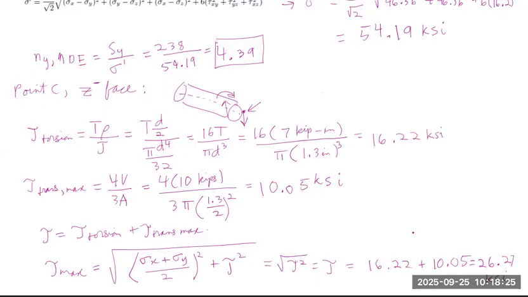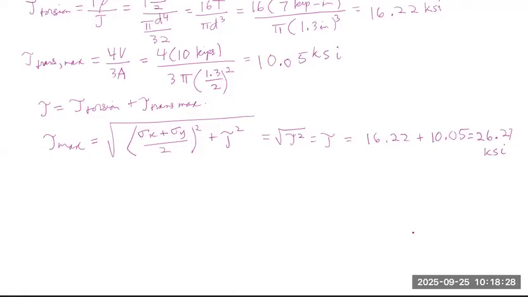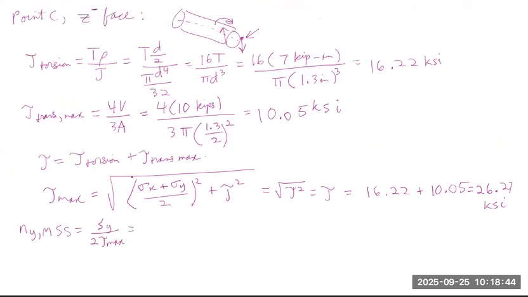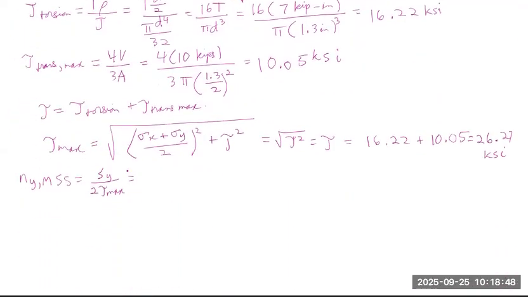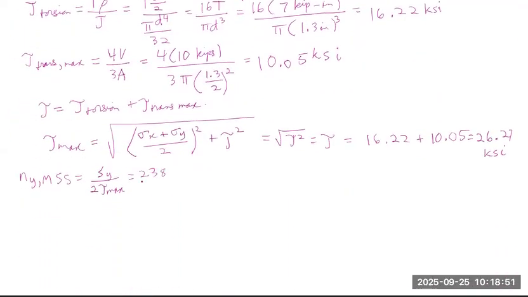Now we will use this tau max to calculate again the factor of safety due to the maximum shear stress theory, which is equal to the yield strength over 2 times tau max, which is equal to 238 over 2 times 26.27 KSI, which is equal to 4.52.